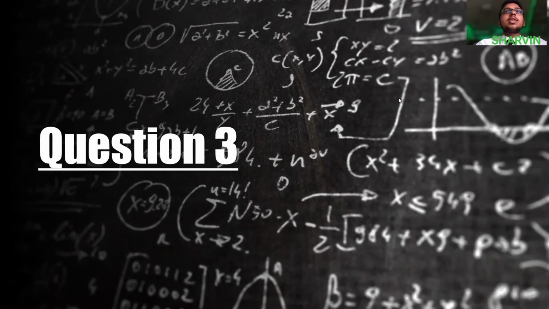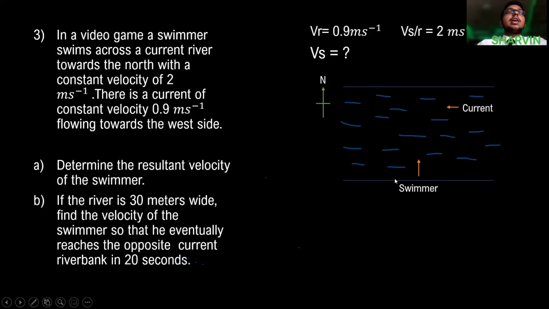Hello guys, my name is Sharvin. So this is our last question for our maths presentation, that is vectors in gaming. In a video game, a swimmer swims across a current river towards the north with a constant velocity of 2 meters per second. There is a current of constant velocity 0.9 meter per second flowing towards the west side. So question A, determine the resultant velocity of the swimmer.